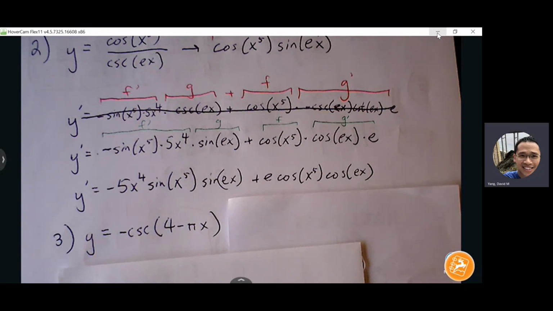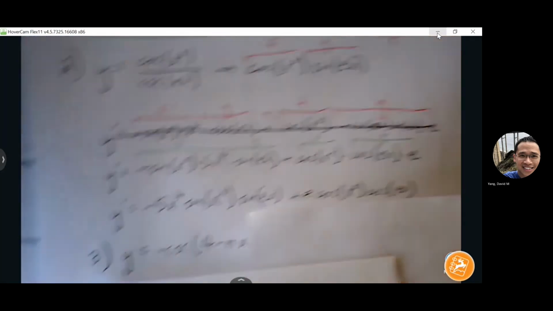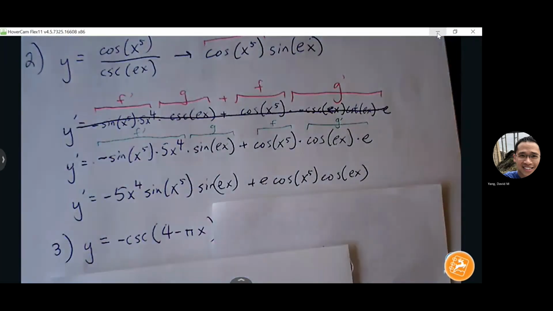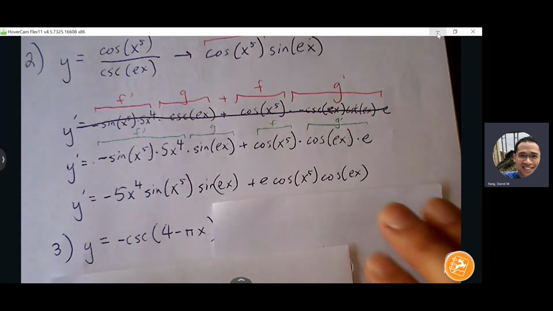Okay, number 3, pretty straightforward. We just go directly into our cosecant rule. Just follow what the rule says: negative cosecant u cotangent u times u prime. Okay, try that. Okay, the key went to the second derivative, but I'm just going to ask you for the first derivative here.